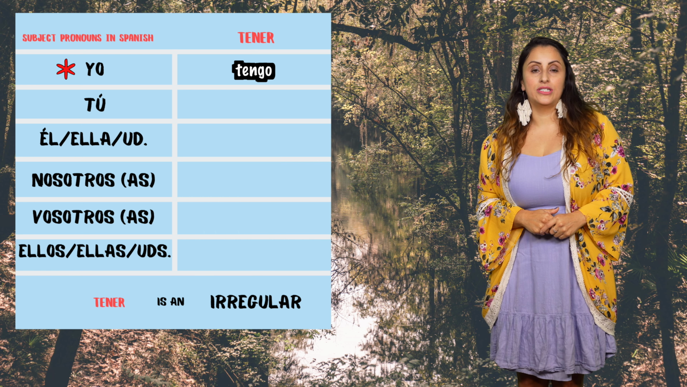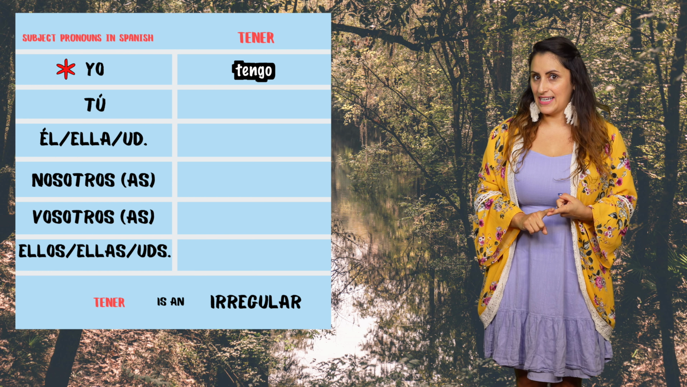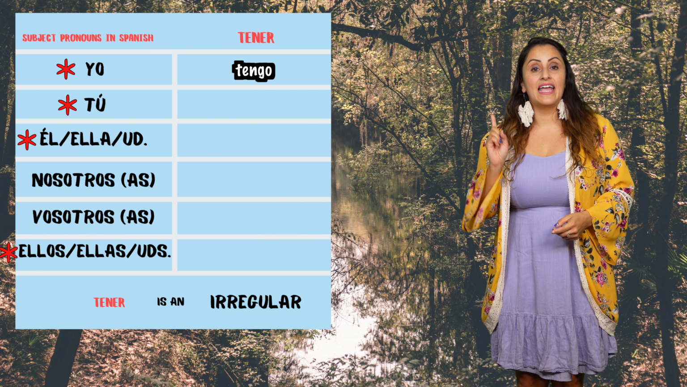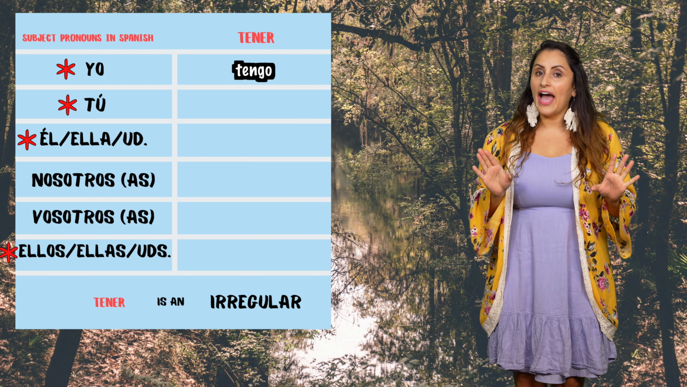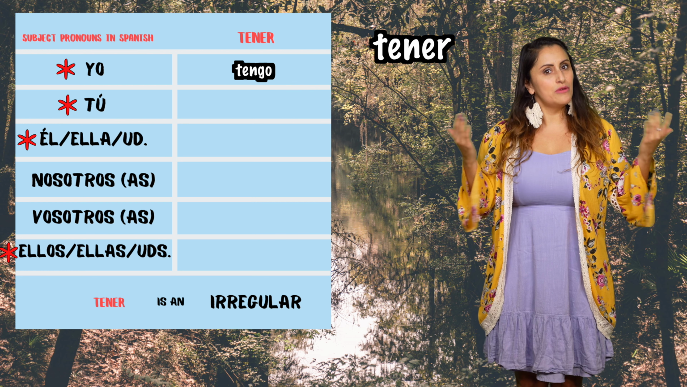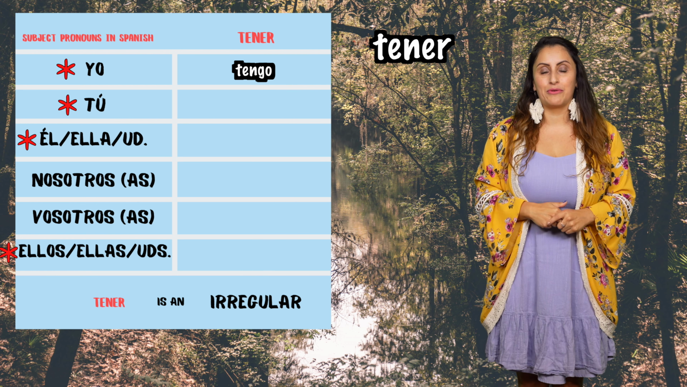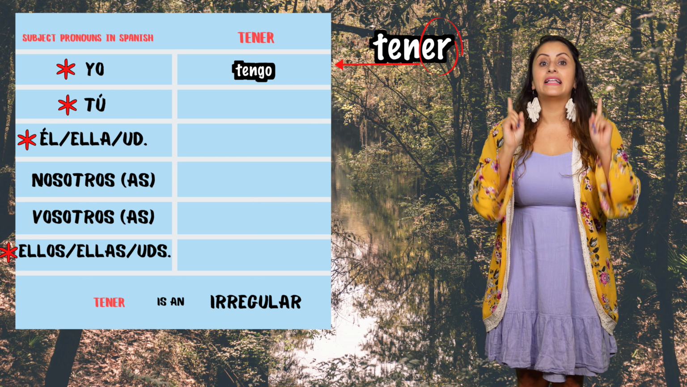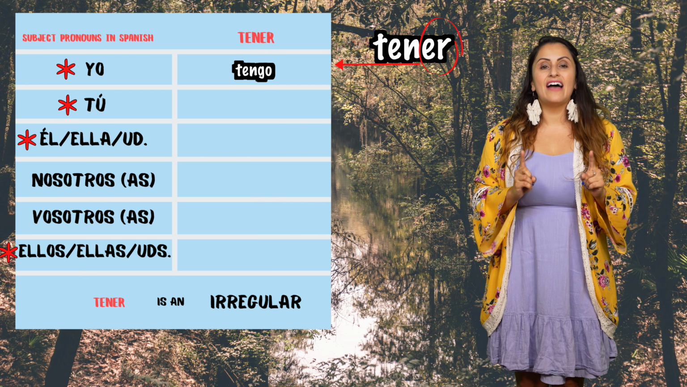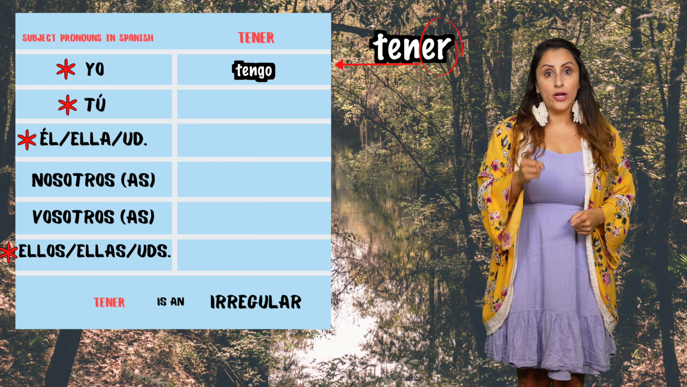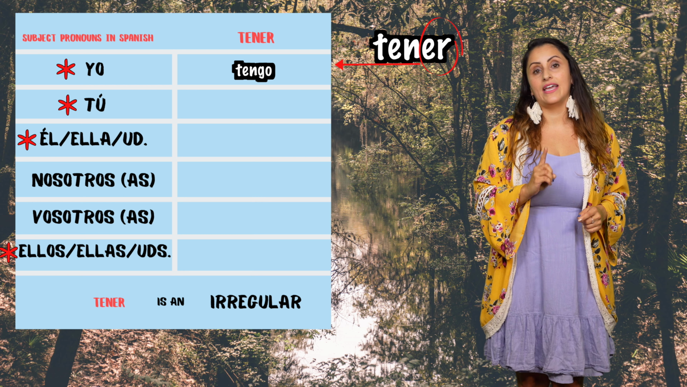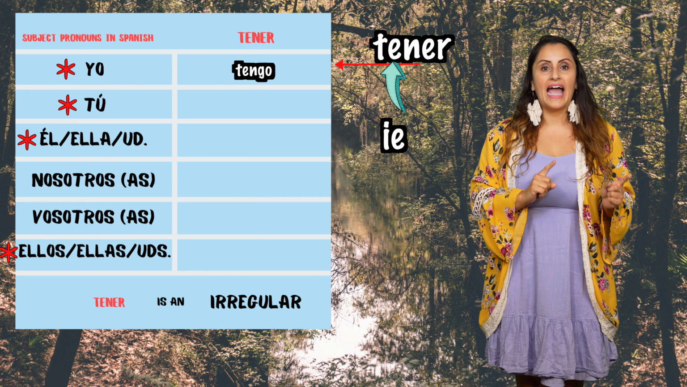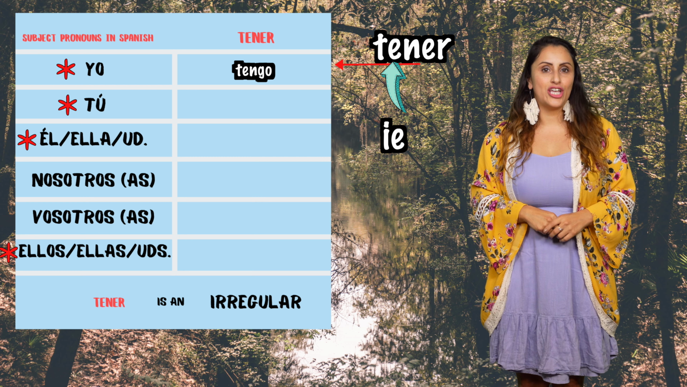Now, let me bring your attention to the tú form of tener. But before I go over it, I want to make sure that you know that the tú form, él, ella, and usted form, and the ellos, ellas, and ustedes form all have a change in the stem. Do you remember the parts of a verb? If not, let's do a super quick review. The AR, ER, and IR is what we call the ending of the verb. Whatever's left over, that's the stem. So again, we have a change on the stem of the tú form, él, ella, and usted, and also ellos, ellas, and ustedes. What happens? Well, that E is going to change to IE.